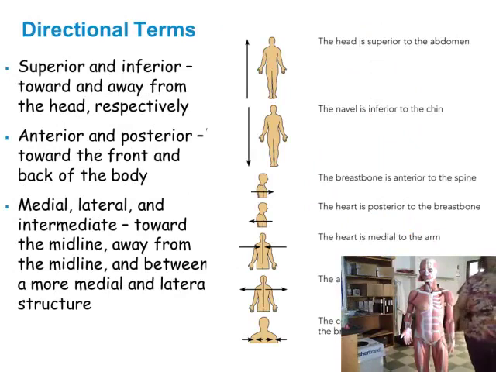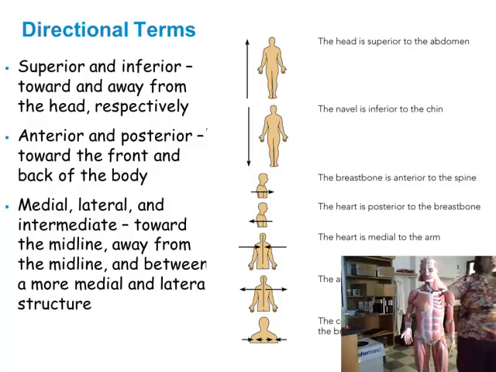Now let's start off with some directional terms. We are going to focus on directional terms that we would use in humans. The first are superior and inferior, and most of our directional terms are going to have two sides. Superior is towards the head, inferior is away from the head, respectively. So you could say that the head is superior to the abdomen, and the navel is inferior to the chin. These are usually used in some sort of respective amount where you're comparing.